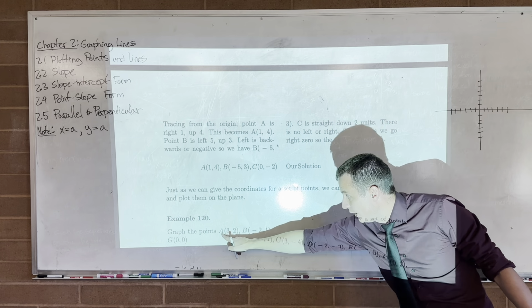So the point A is the point 3, 2. Where's that going to be? 3 to the right, 2 up. Right there. There's A. Now it says plot this point, -2, 1. That's -2 in the x direction, 1 up. There's B. C, that's 3 units to the right, 4 units down. There's C.